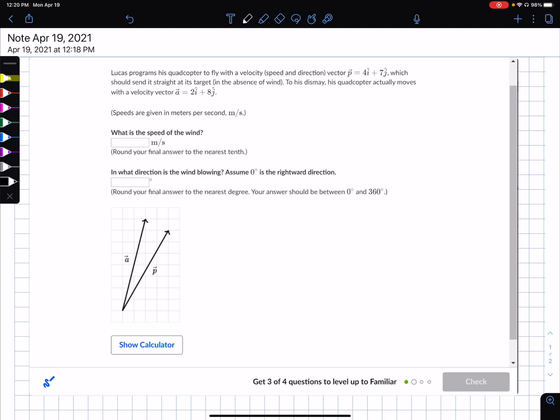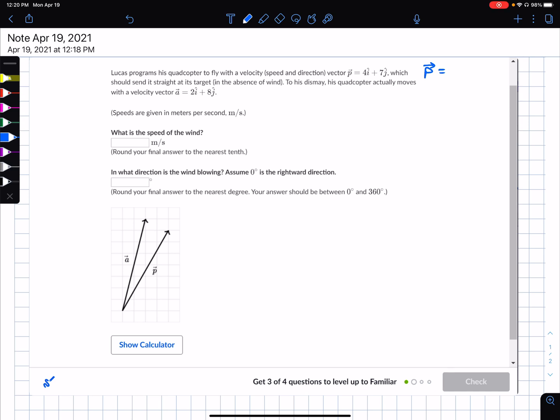Okay, in this problem, we've got another vector situation here, and I will let you pause it and read the problem if you're not familiar with this one, just to keep the video a little shorter. I'm going to get going.